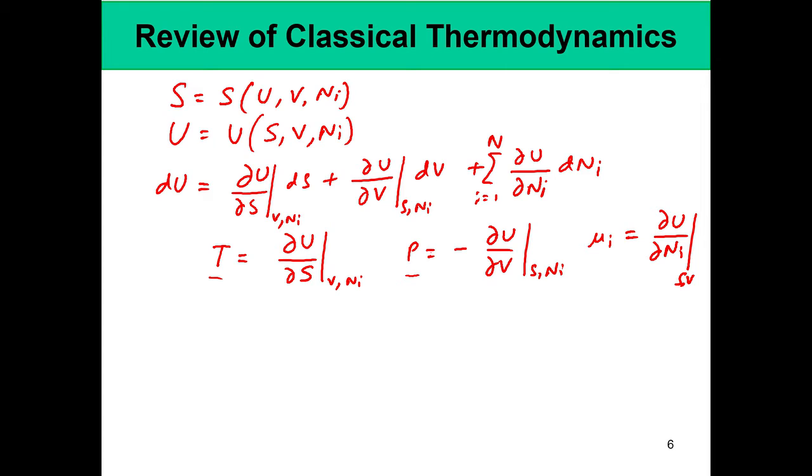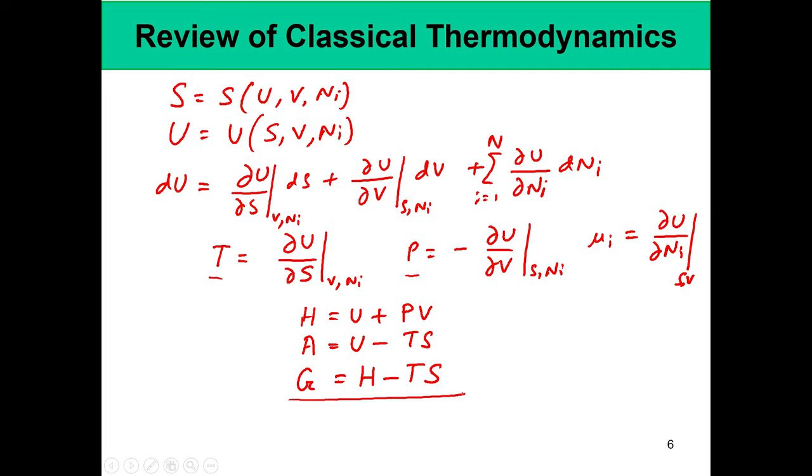We will not go into showing how this can be obtained, but now we can even define new quantities, which is enthalpy, H equal to U plus PV. We can define Helmholtz free energy, A is equal to U minus TS, and we can define Gibbs free energy, G, equal to H minus TS. We will see that this quantity is very important for determining chemical equilibrium.